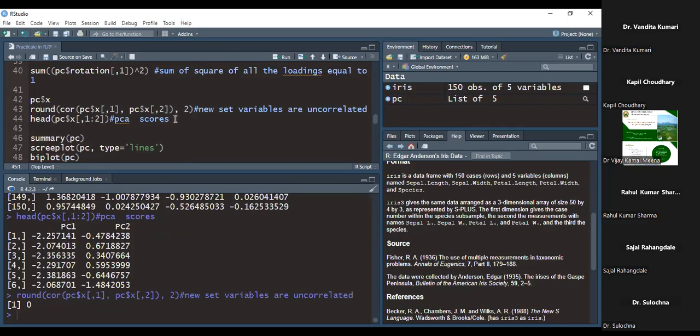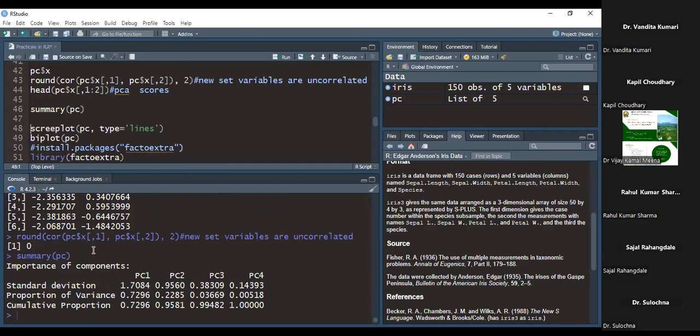Fine. Now we'd like to see the principal component summary. What is the summary of our PC variable? It is showing that we have 4 principal components: PC1, PC2, PC3, PC4, right? The first row shows us the standard deviation of each of the PCs and the proportion of variance explained by these PCs. The first principal component is explaining 72.96% of the variation in the total data set.